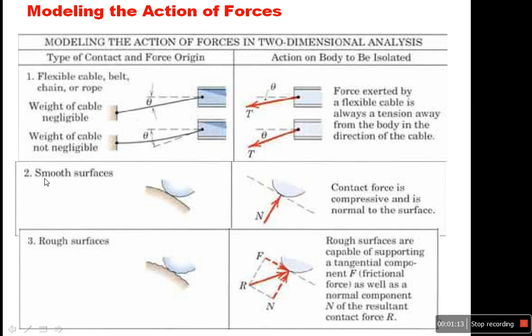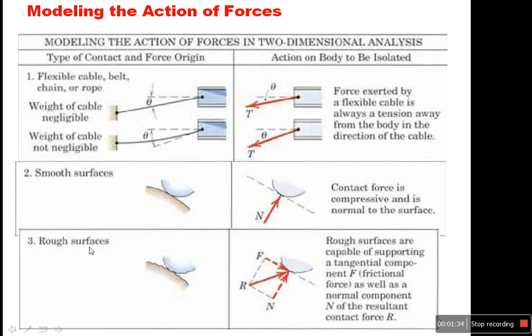Second case, if I have smooth surfaces, I will put a contact force, and the action on the body to be isolated, and this force must be perpendicular to the surface under study.